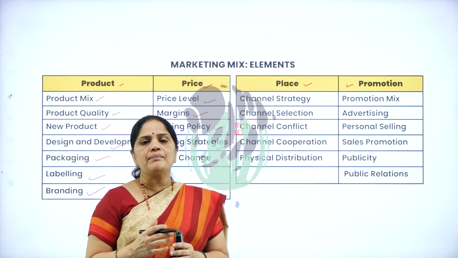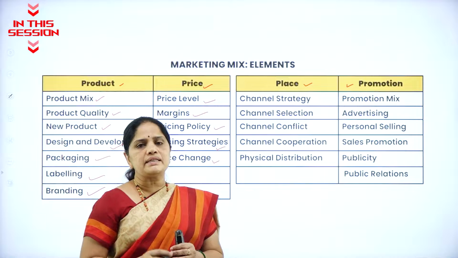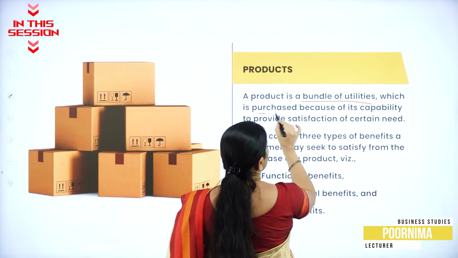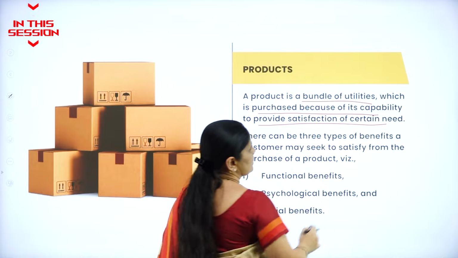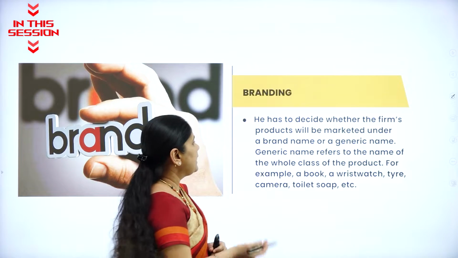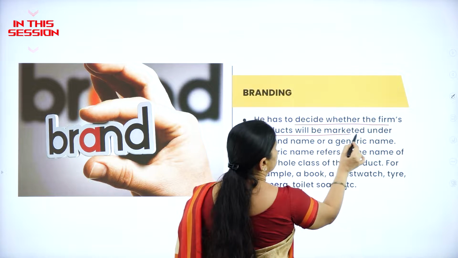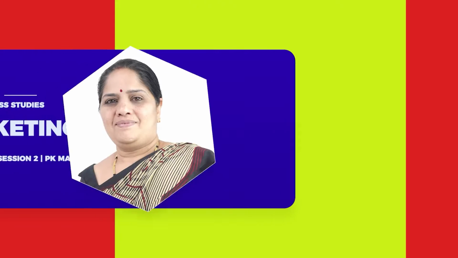Price is the amount of money which the customer has to pay in order to obtain the product. A product is a bundle of utilities which is purchased because of its capability to provide a satisfaction of a certain need. Branding refers to the decision whether the firm's products will be marketed under a brand name or a generic name.